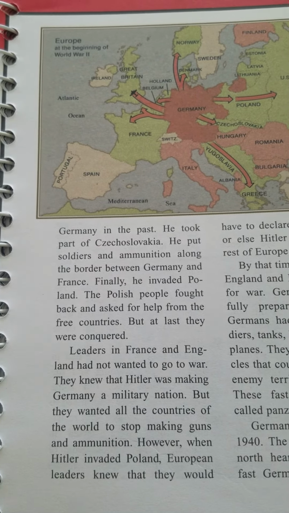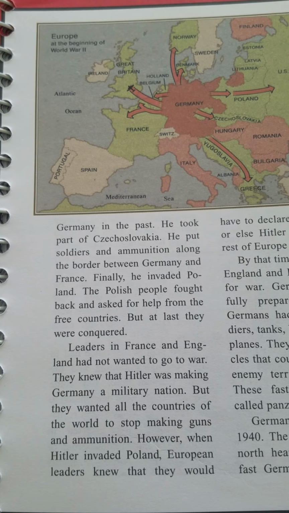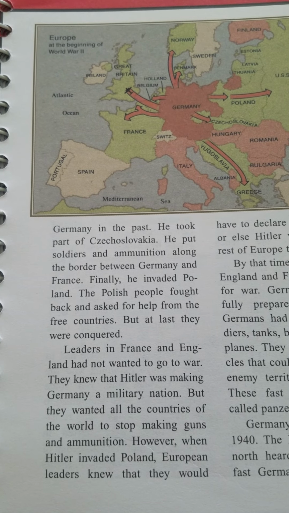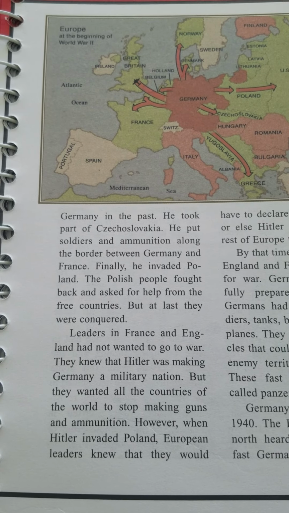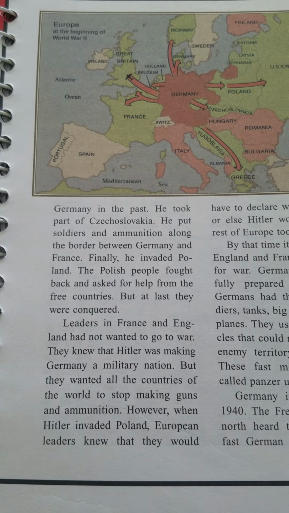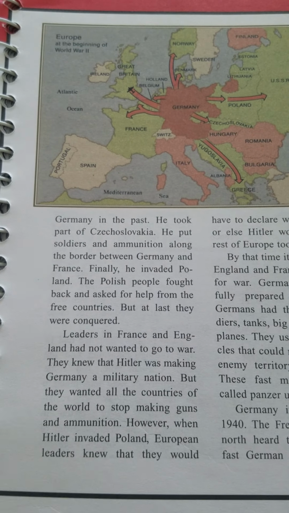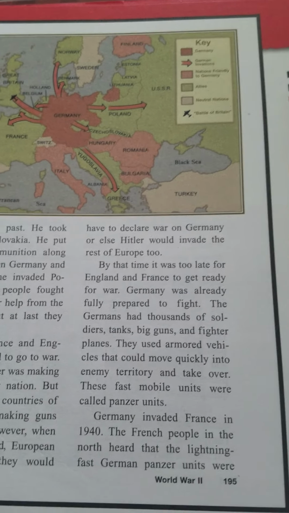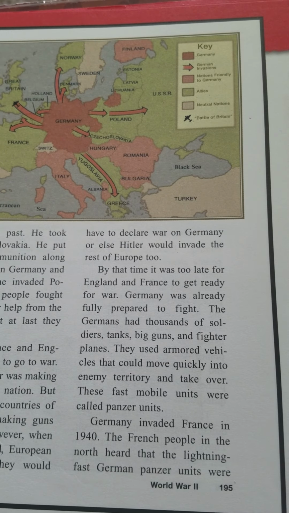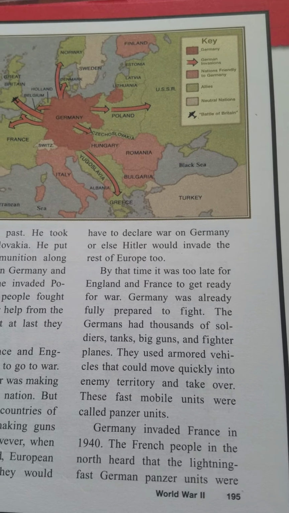Leaders in France and England had not wanted to go to war. They knew that Hitler was making Germany a military nation, but they wanted all the countries of the world to stop making guns and ammunition. However, when Hitler invaded Poland, European leaders knew that they would have to declare war on Germany, or else Hitler would invade the rest of Europe.